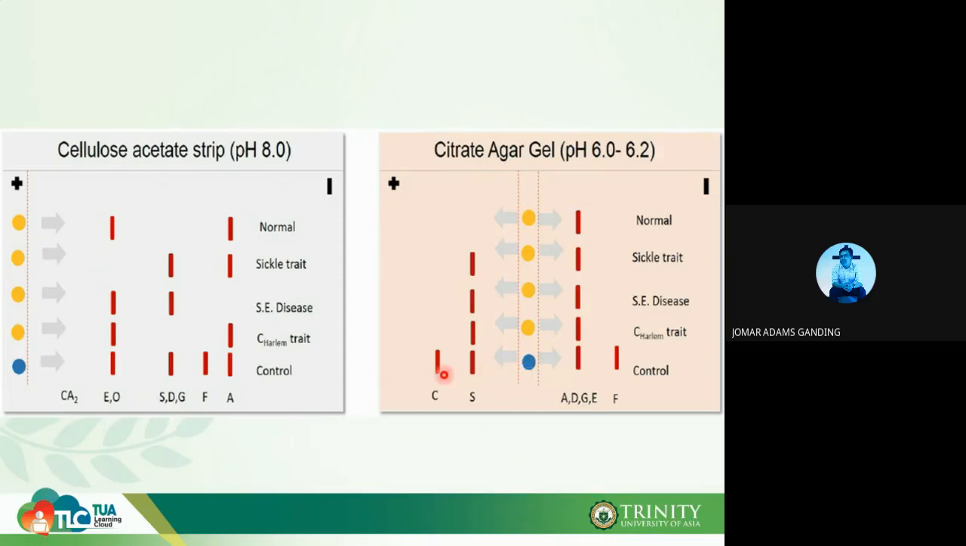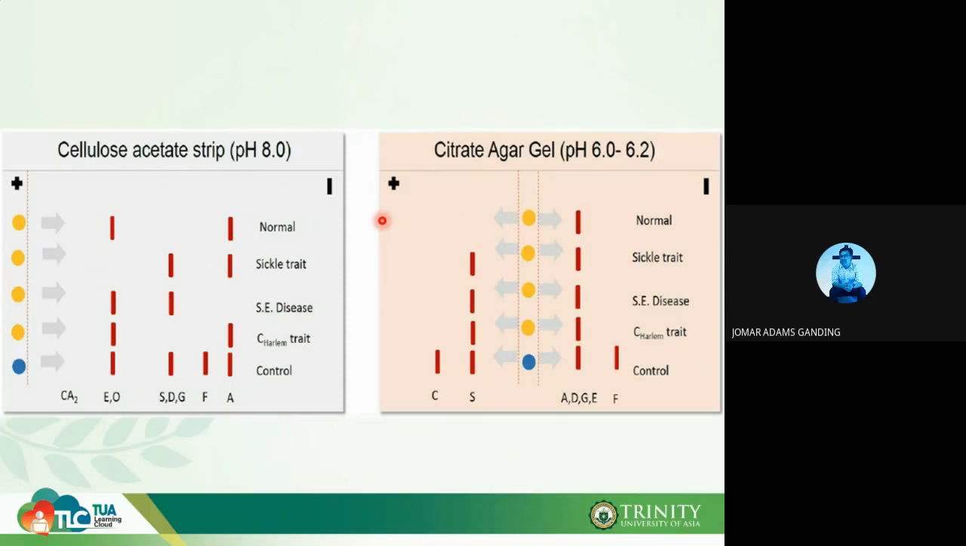Okay, ma-differentiate mo si C at S dahil mas mabilis si C, mas mabagal si S. Pero mas ma-differentiate mo naman, ang goal nga natin ma-differentiate si S at si D and G. Kung mapapansin ninyo, hemoglobin D, hemoglobin G, all migrated to the cathode. Okay, they migrated in the cathode. Hemoglobin S migrated in the anode.